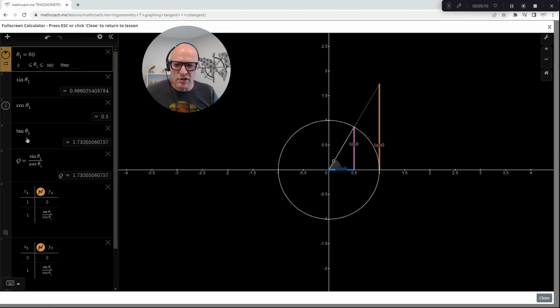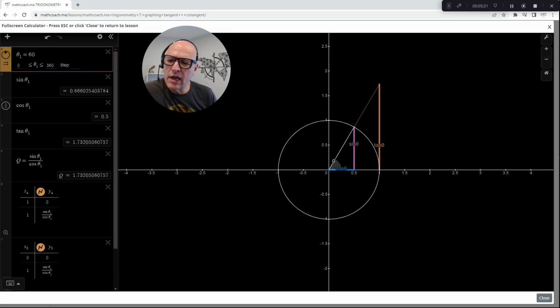And our tangent ratio is the ratio of the length of the opposite side, which I've marked as sine theta, over the adjacent side, cosine of theta. And when you divide 0.866 by 0.5, we get 1.73. Okay, so that is our tangent ratio.